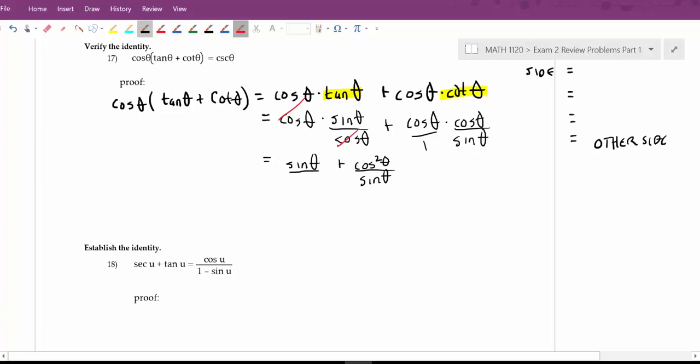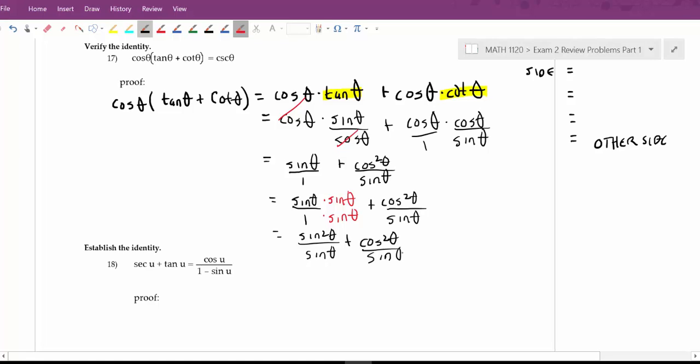The next thing we need to do is get a common denominator. So you would want to show that you're going to multiply the sine theta by sine theta over sine theta in order to introduce that common denominator. Then bring this down as cosine squared theta over sine theta. All right, so now what do we have? We have sine squared theta over sine theta plus cosine squared theta over sine theta. So now you're going to have sine squared theta plus cosine squared theta over sine theta.